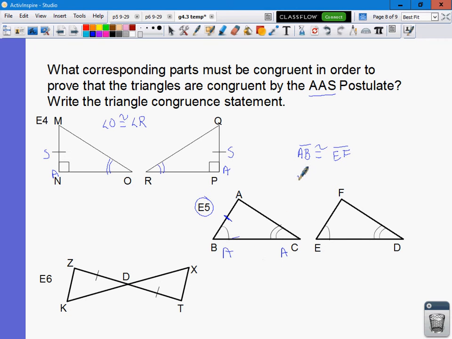I could have used what? AC congruent to FD. Because if I did, it would still go angle, angle, side. So either one of these pieces of information would work.